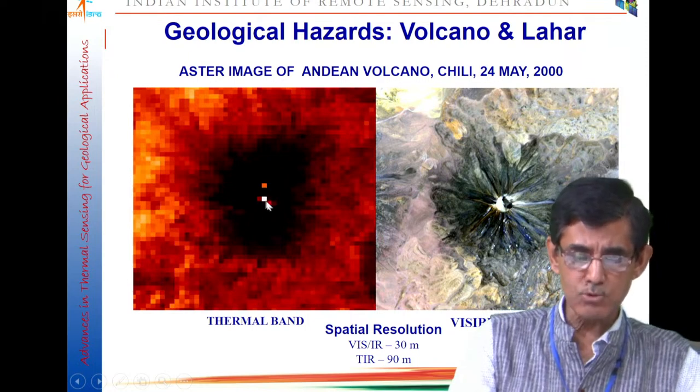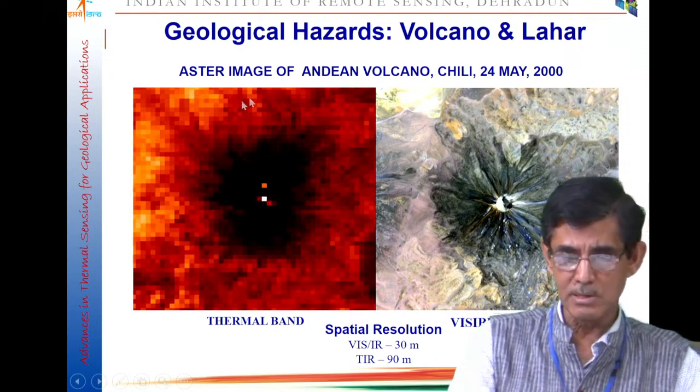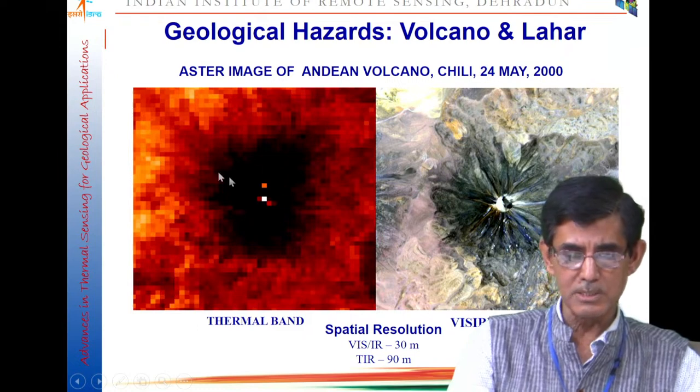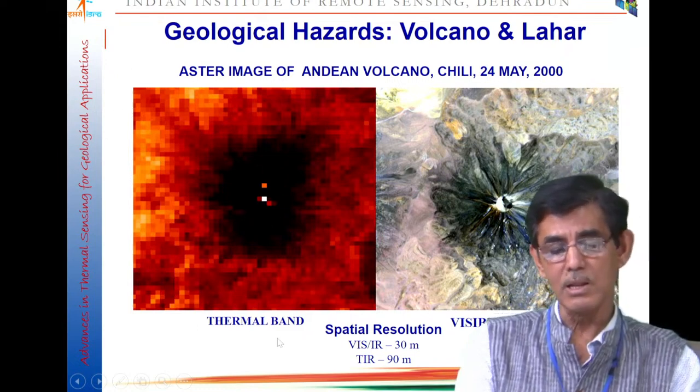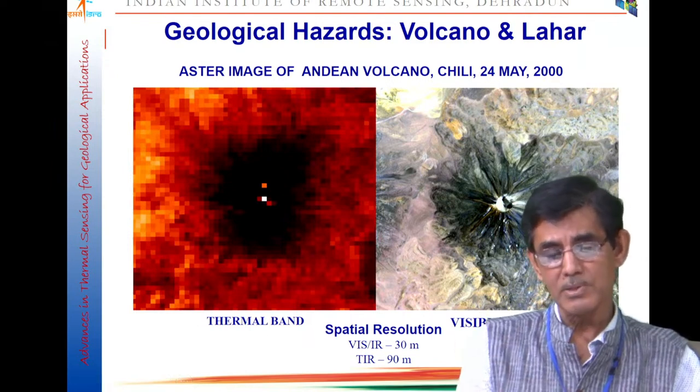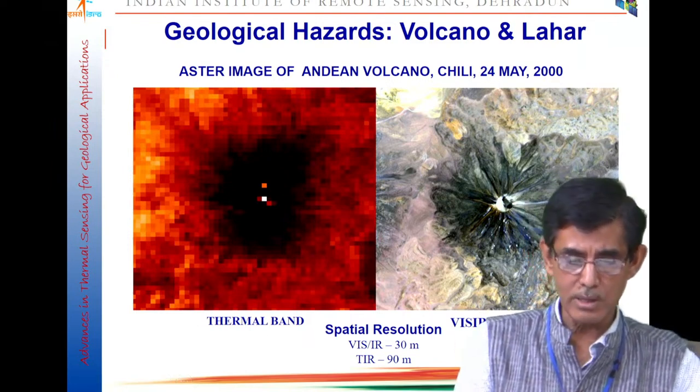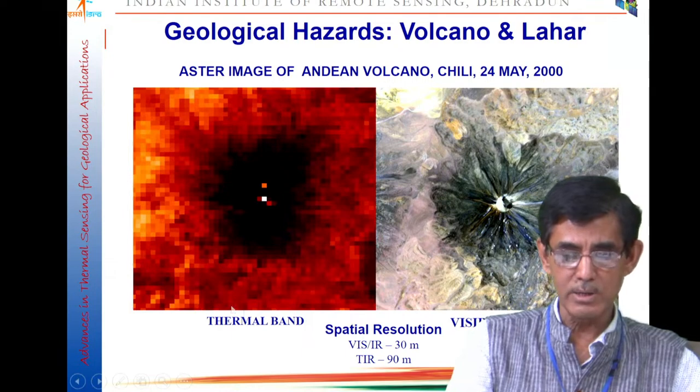So these are the pixels showing high temperature, and in and around the volcanic cone, the temperature is much less. But in this area again the temperature is high. Why? Because all the lavas were spread over that, flown over this. So that is why this area is showing the higher temperature.